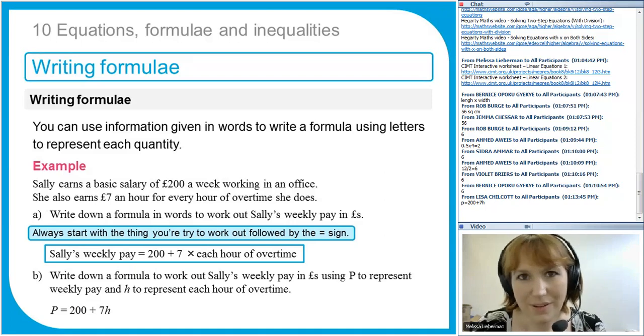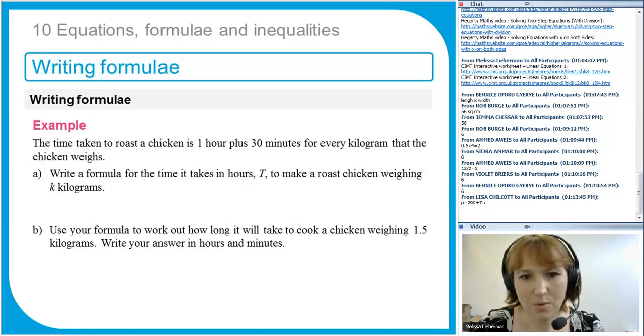Okay, I hope you're not feeling overwhelmed by this. It will all take a lot of practice if you've not done it before, but you will get the hang of it hopefully soon. Here's another example.